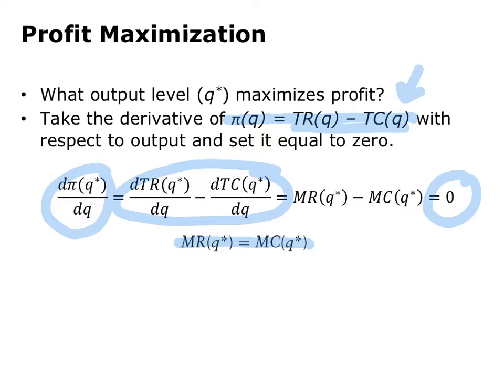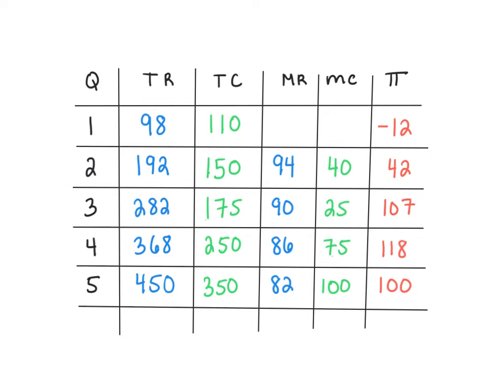The derivative of total revenue with respect to quantity is called the marginal revenue, and the derivative of total cost with respect to quantity is called marginal cost. So, differentiating profit with respect to quantity and setting it equal to 0 gives us the familiar condition that profits are maximized when marginal revenue equals marginal cost. Let's use this chart to understand why marginal revenue equaling marginal cost is the condition for profit maximization.